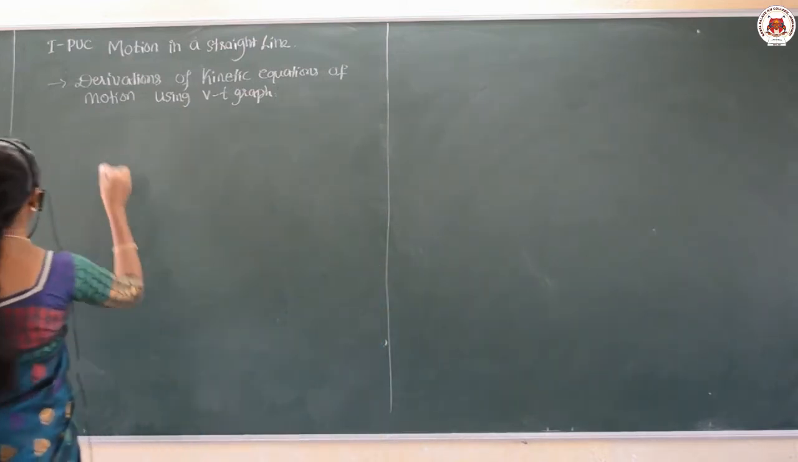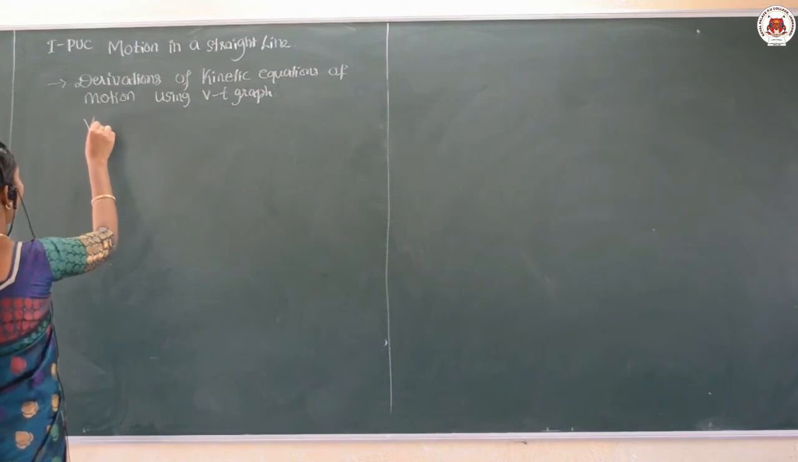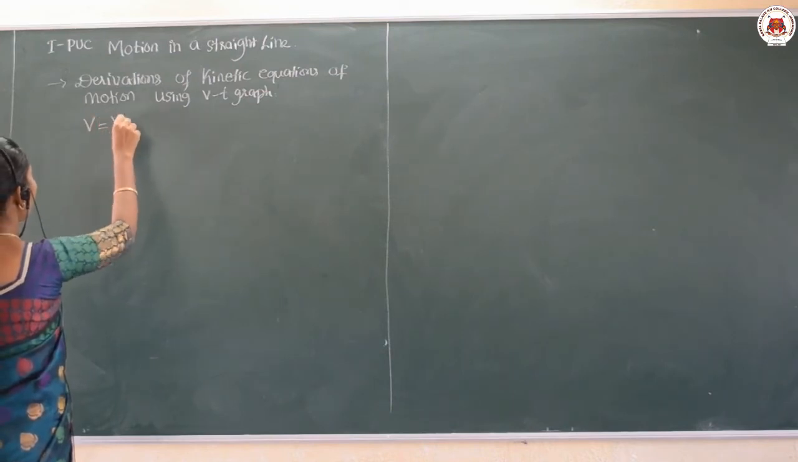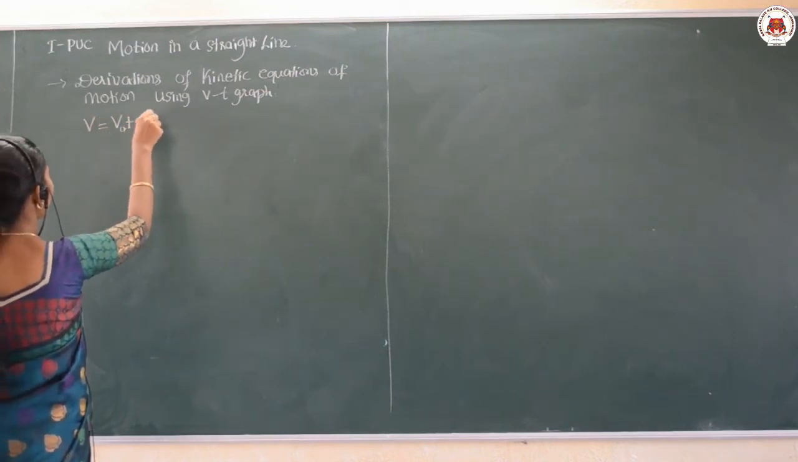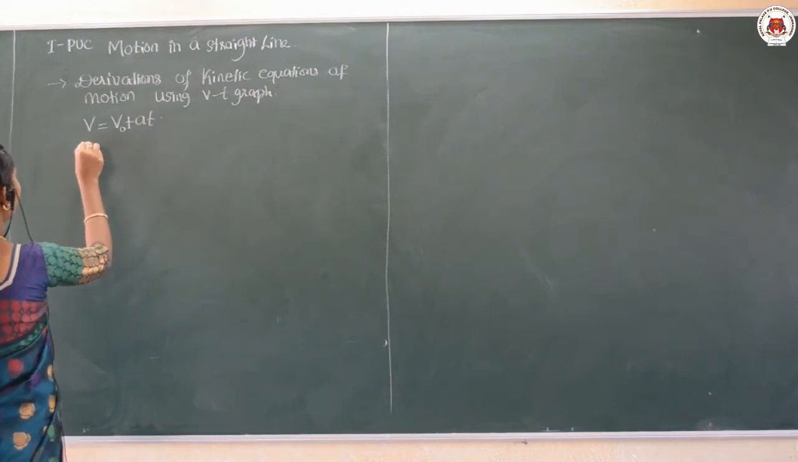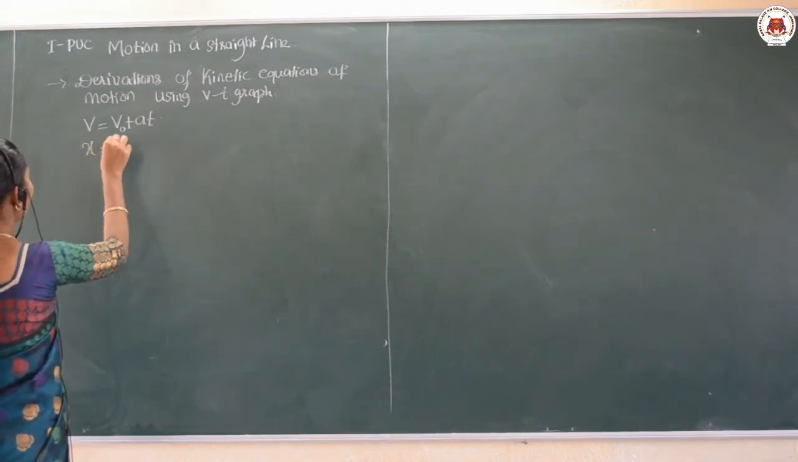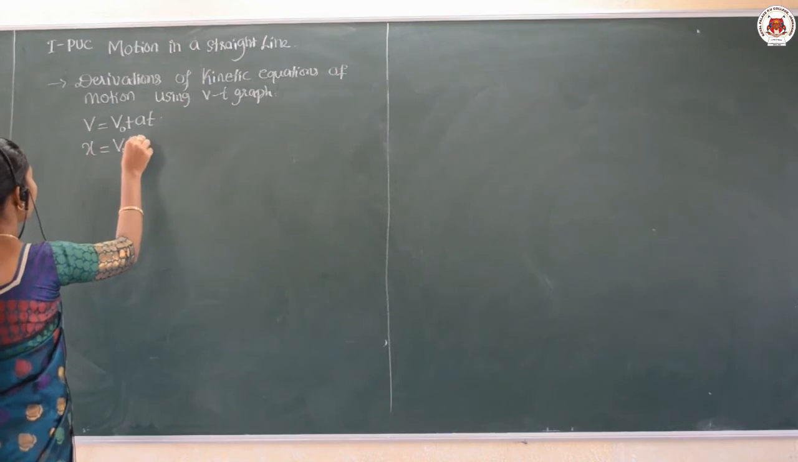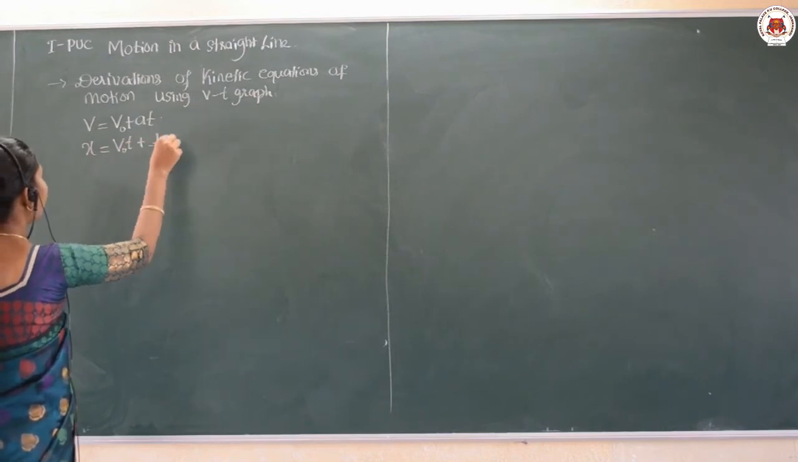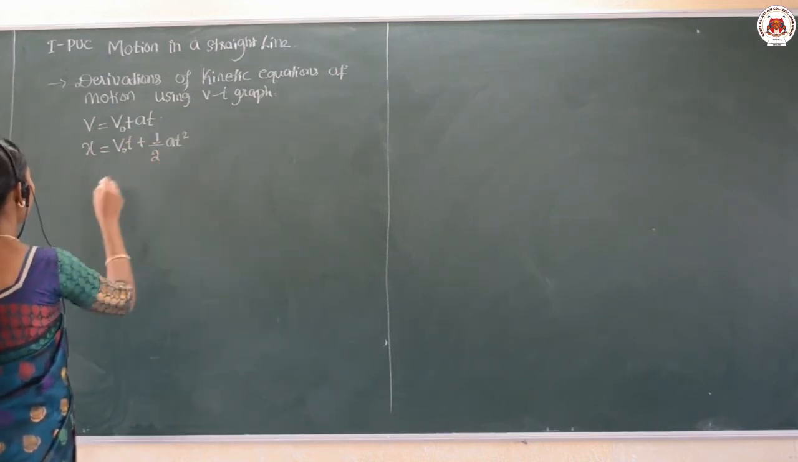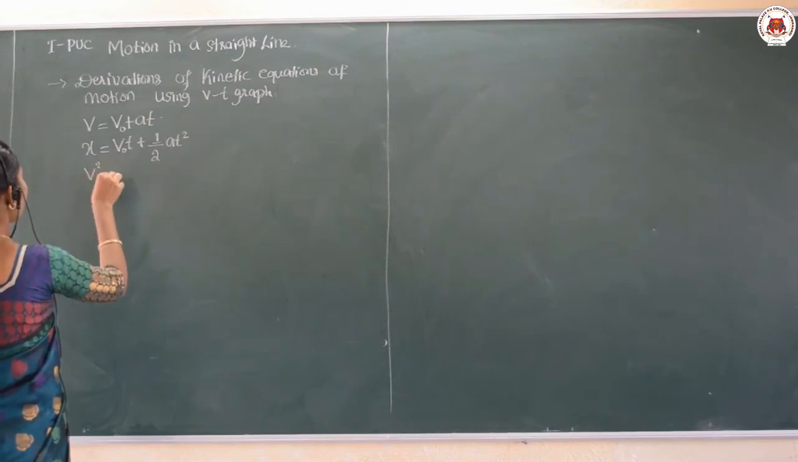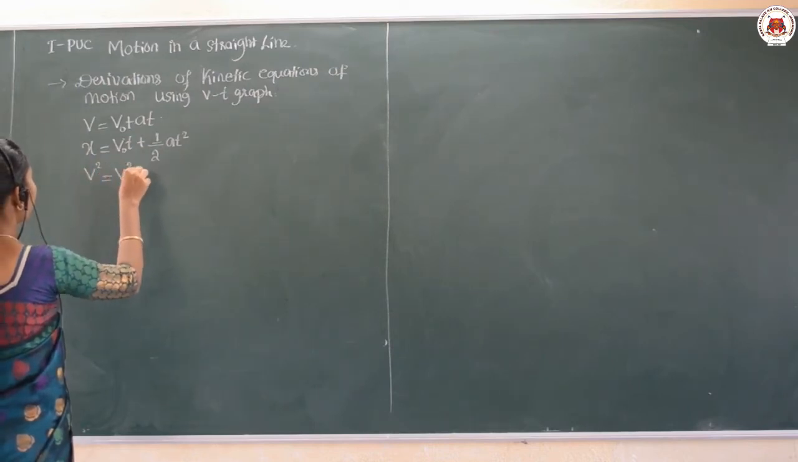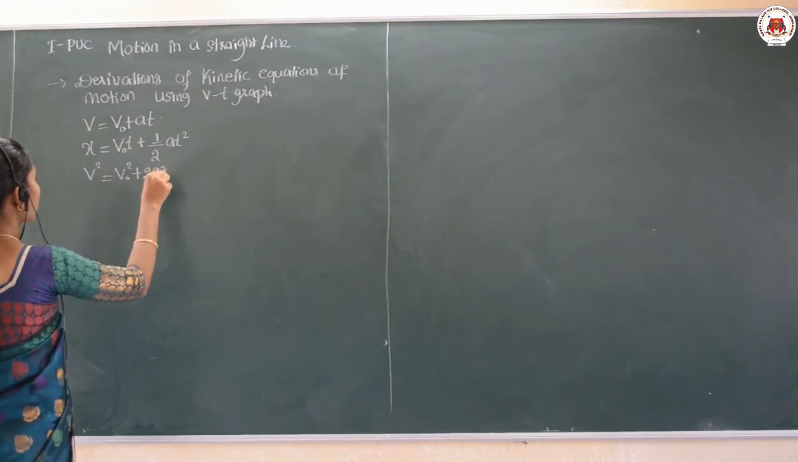So first I will write those equations here. V is equal to V naught plus AT. Second one, X is equal to V naught T plus half AT square. Next, V square is equal to V naught square plus 2AX.